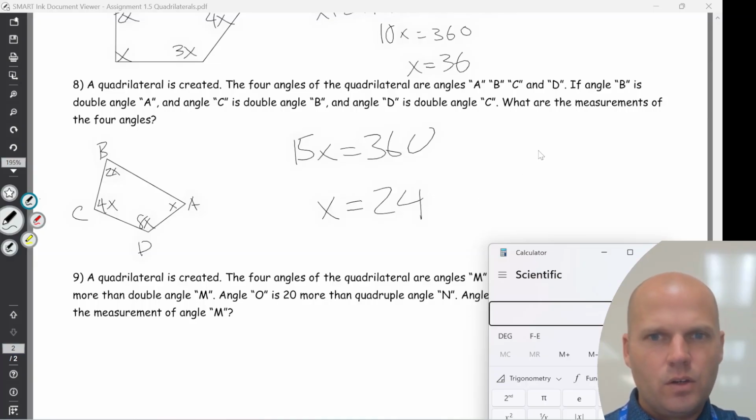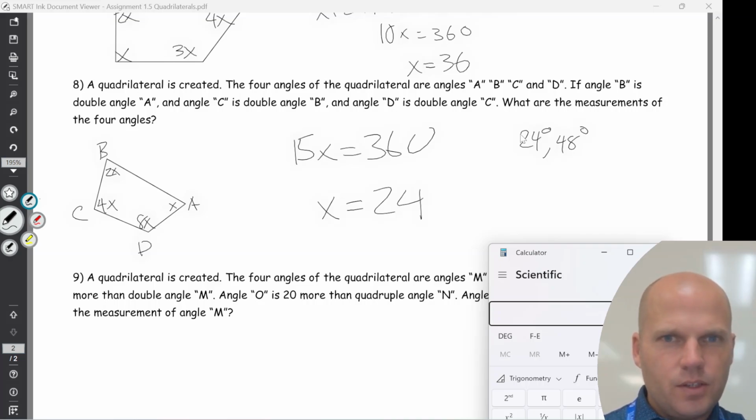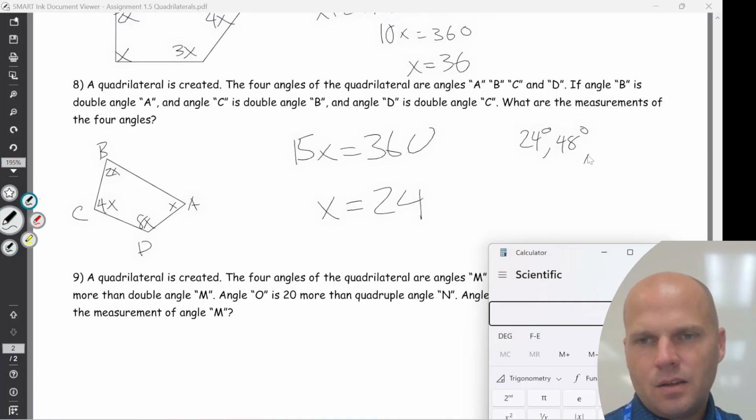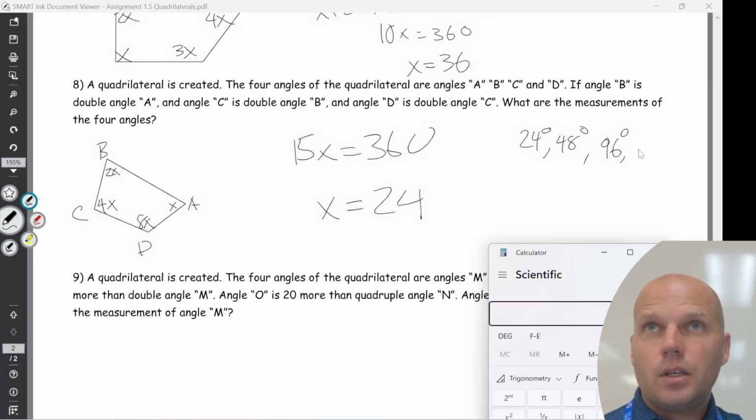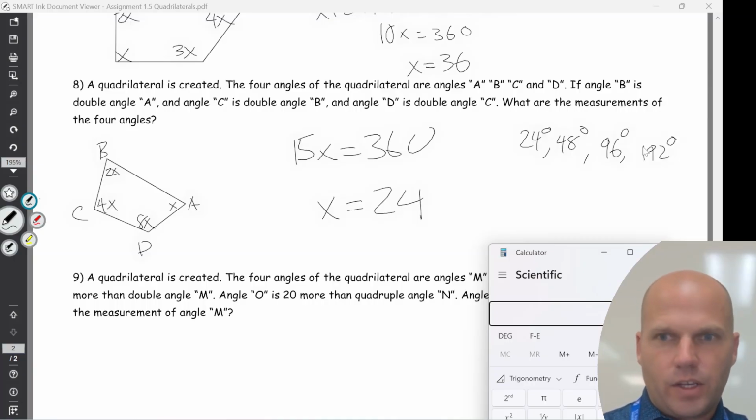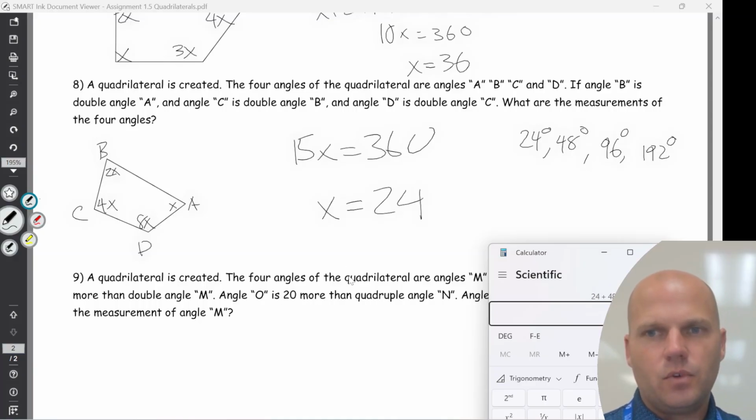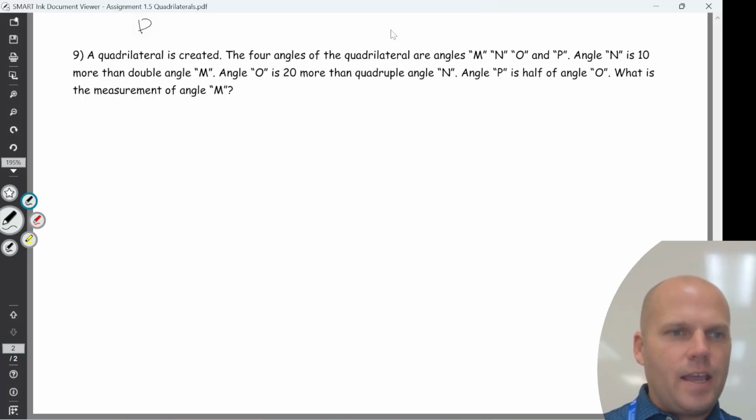Well, 24, 48. Double that, 96. Double that, 192. And it should work out that 24 plus 48 plus 96 plus 192 is 360. Cool.